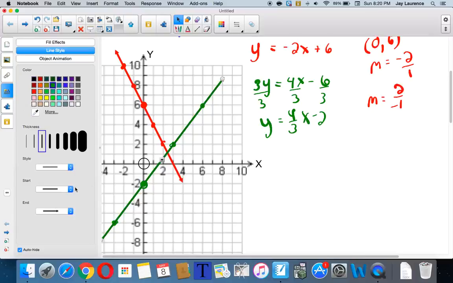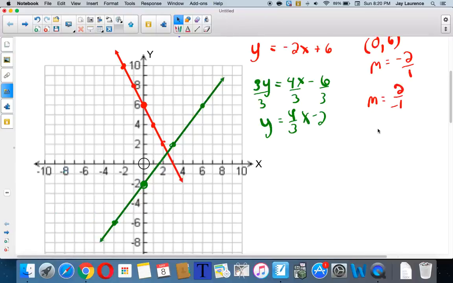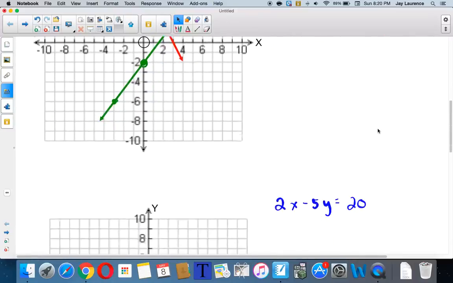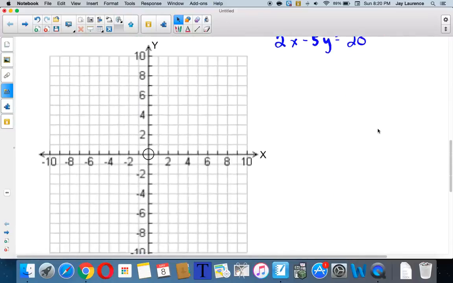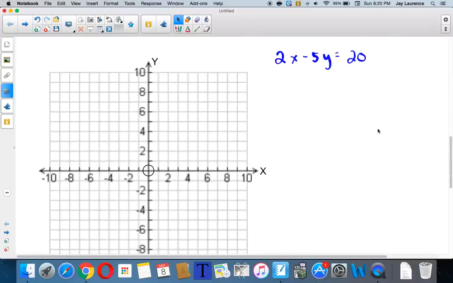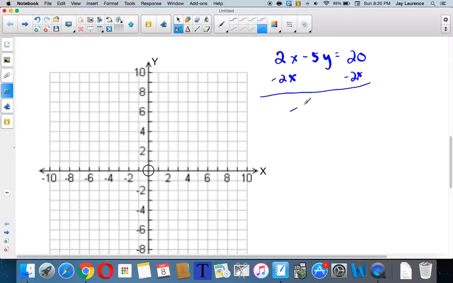All right, and put an arrowhead on, and then there you go. Okay, so here's another equation. Now, I probably wouldn't do this one using slope-intercept form, but this is what this is about, so I'm going to go ahead and get y alone. So my first step would be to subtract 2x from both sides, right? And I'm going to get -5y equals 20 minus 2x.